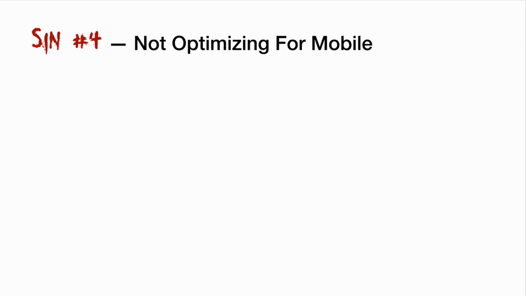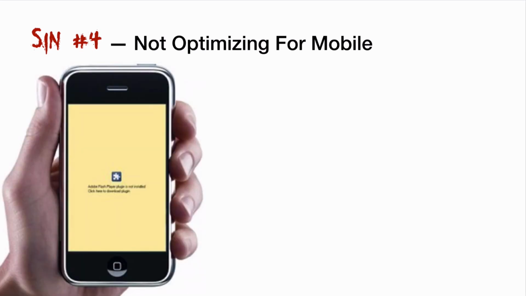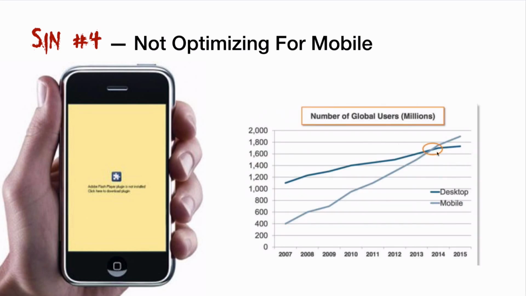Sin number 4, not optimizing for mobile. If your self-test looks something like this or is not user-friendly, it's a huge problem because mobile has actually outpaced desktop. So make sure that your self-test is not just visible, but actually optimized for mobile.